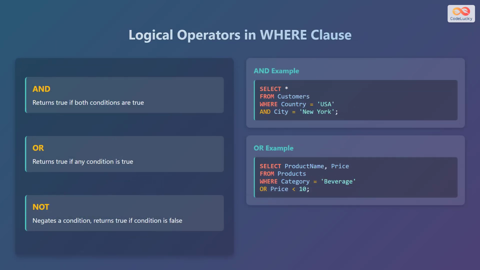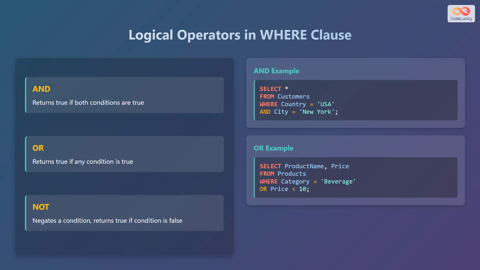Let's discuss logical operators in the WHERE clause. There are three main logical operators: and, or, and not. The and operator returns true if both conditions are true. The or operator returns true if any condition is true. The not operator negates a condition and returns true if the condition is false. Let's look at a couple of examples.